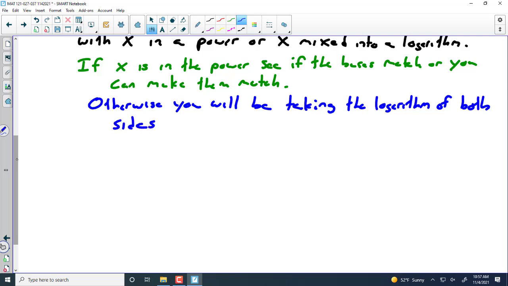So this is just a little recap of what we learned last time, everyone. There were no logarithms in it to begin with, but we had to take the logarithm of both sides to get that x down. We actually just saw that today again.